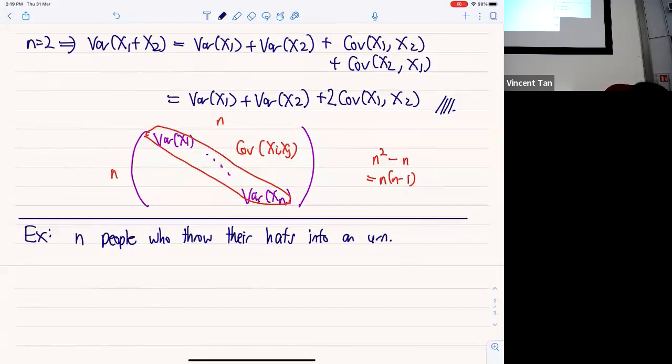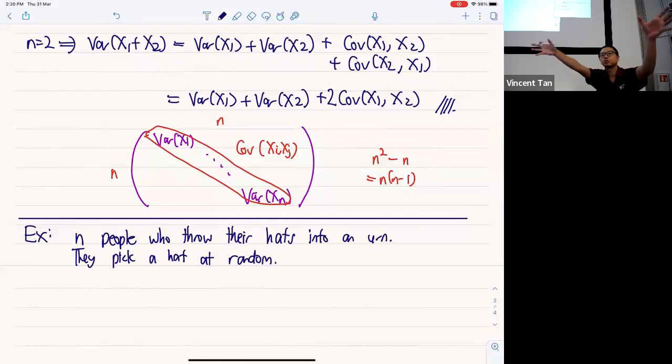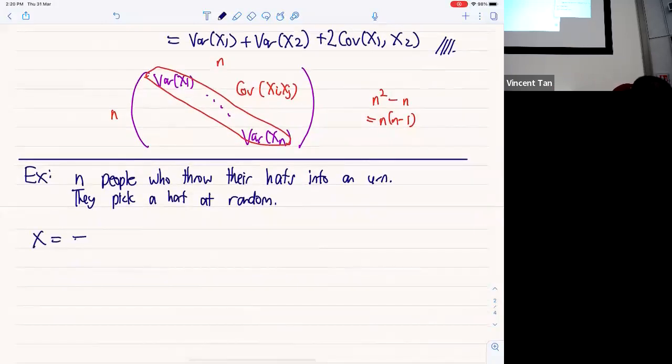Then each one picks a hat at random. So here there are n students. They all throw their hat. Each one of us has a unique hat. We throw our hats into an urn, and then after the whole operation, each one of us puts our hand in and takes a hat. So I may have taken Oliver's hat. And Liao Xue, you might have taken my hat. But the question we are interested in is X, which is defined to be the number of people who pick their own hat.